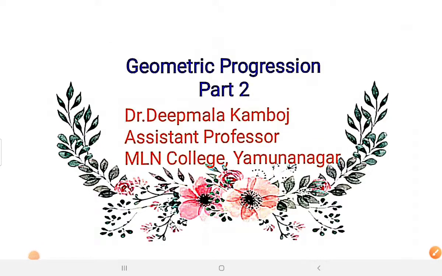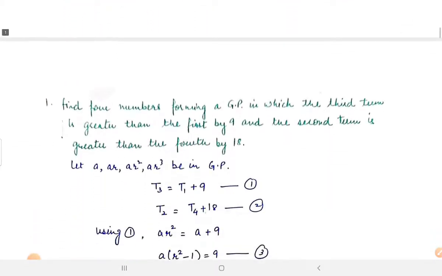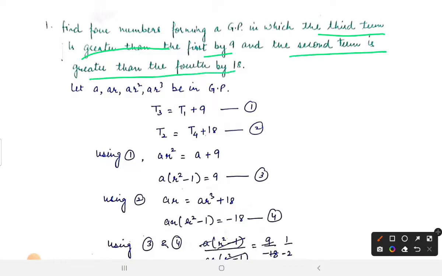We are doing geometric progression. Let us do some more questions based on geometric progression. Question number 1: find four numbers forming a GP in which the third term is greater than the first by 9 and the second term is greater than the fourth by 18.